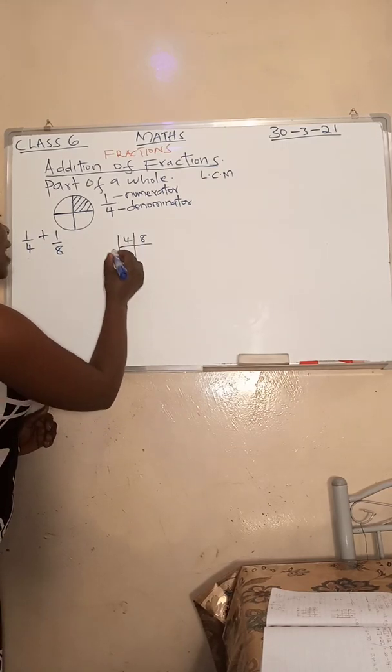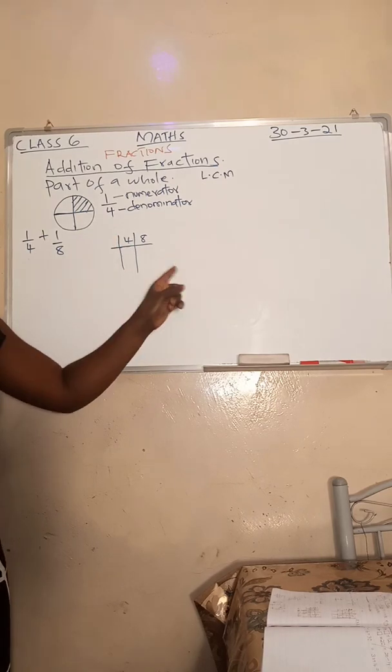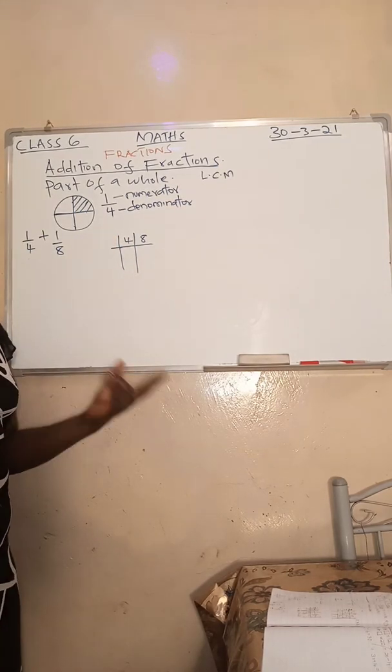So once I've drawn that, I'm looking for the least number that can divide 4 and 8. So we will start with the least. Which one is that?